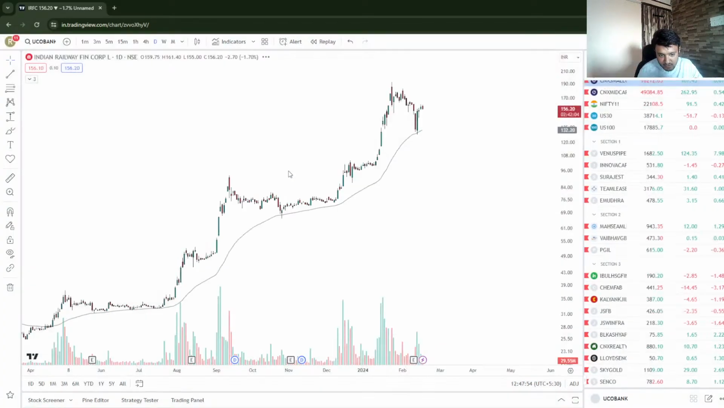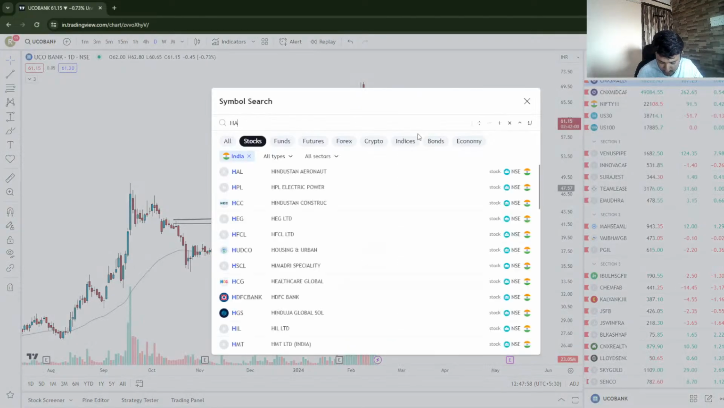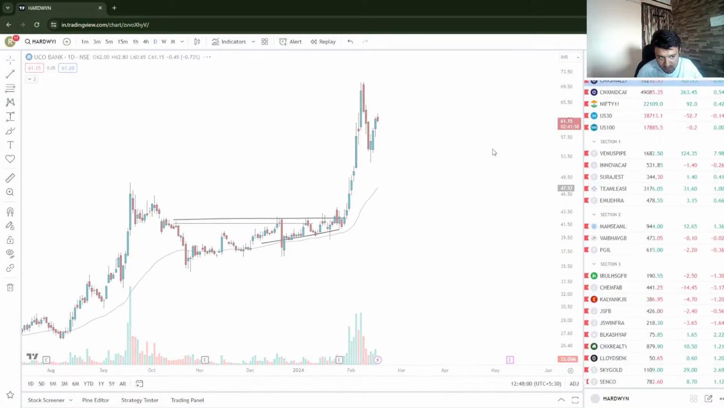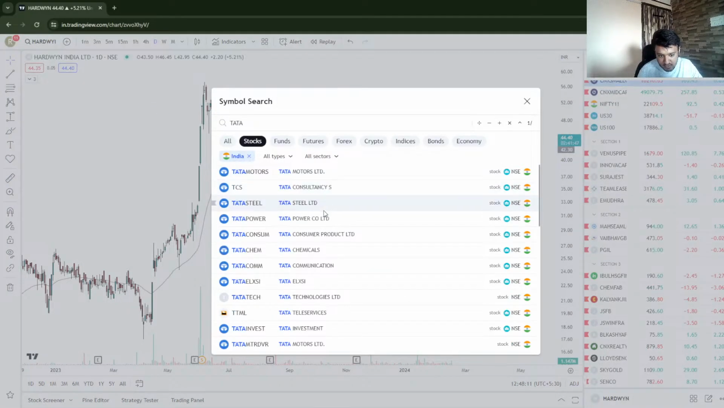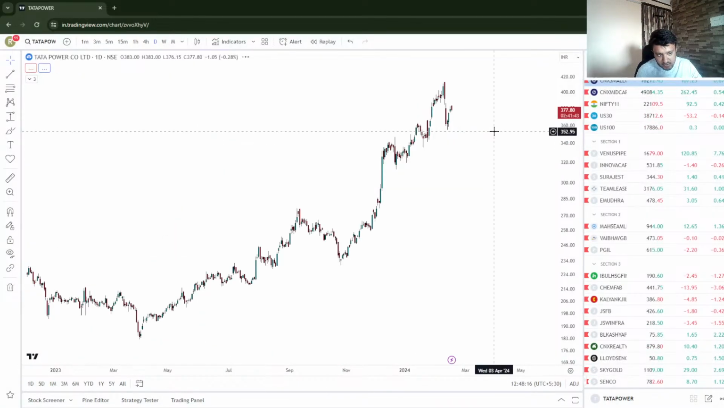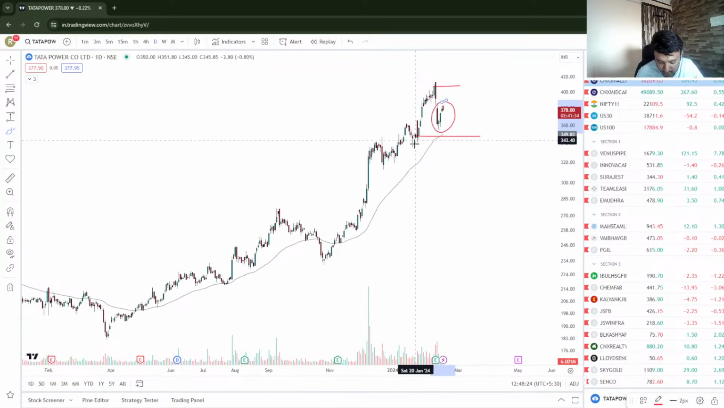UCO Bank, we have talked about it. It's already gone way up. Nothing here. Hardwin India. Again, first move after the pullback. So we wait for a sideways action. All right. Tata Power. Tata Power is also already, first of all, it's already moved up. Secondly, inside the current range, it's in the middle of nowhere. All right. So avoid Tata Power.